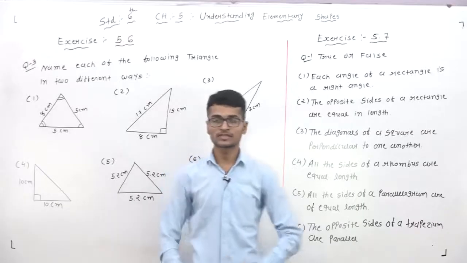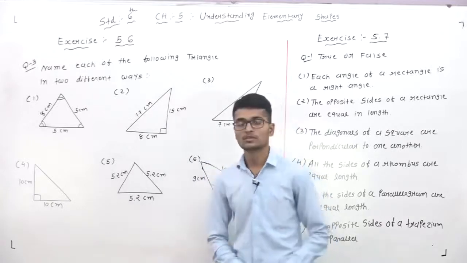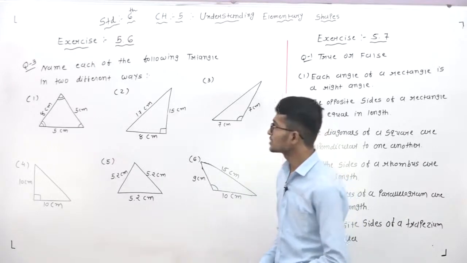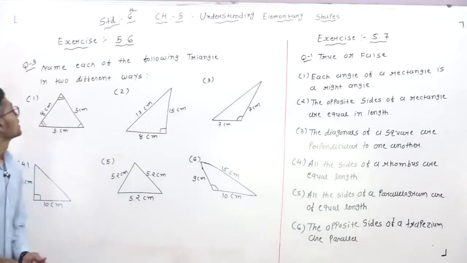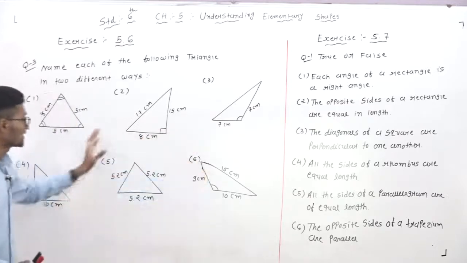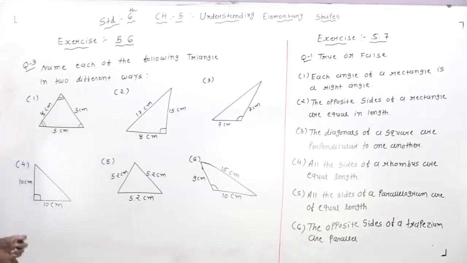Now to continue our exercise, exercise 5.6, again related to the given types of triangles. So dear students, in question number 3, it says name each of the following triangles in two different ways. First of all, here we are given some triangles, and we have to write down each triangle's name, but in two different ways. So let's start with question number 3.